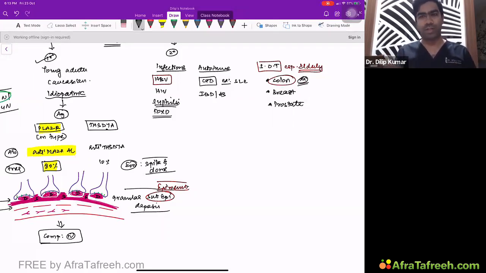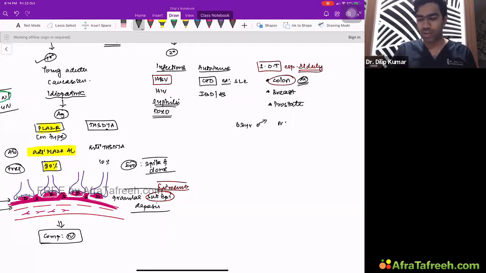Even there are some Western questions. For example, if you go to the UK and start writing PLAB exams, they will usually give a 63-year-old male patient coming with massive nephrotic syndrome, nephrotic range proteinuria. NS means nephrotic syndrome. You do a biopsy and see membranous nephropathy. Biopsy showing membranous nephropathy. What is the next step? They will ask you what is the next step.